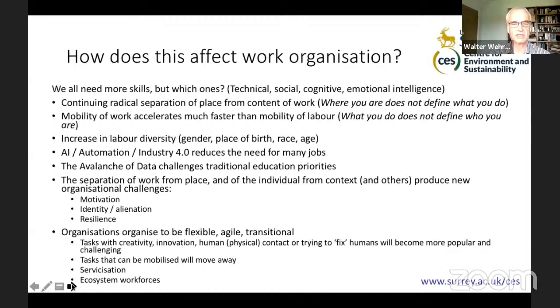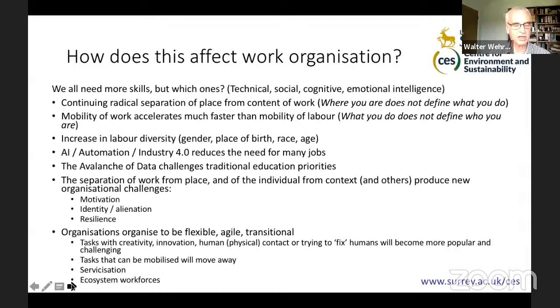Mobility of work also accelerates much faster than the mobility of labor. So with the IT revolution, with artificial intelligence, automations in industry 4.0, it is much easier these days to work from home or to work anywhere else. And the great promise is that you can work wherever you want to get your job done. The problem of that is that if you can do your job anywhere, somebody can do the job anywhere for you. So there is a danger that actually that mobility of work is causing real problems for unskilled labor.